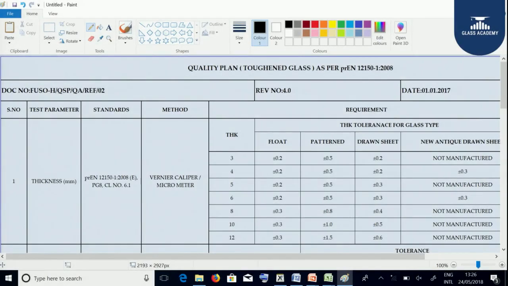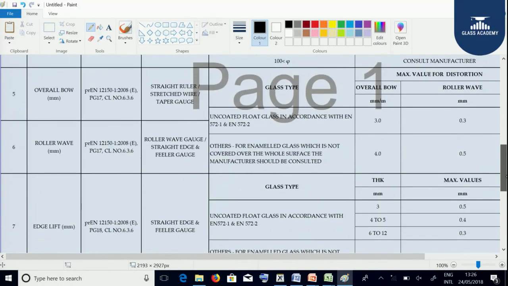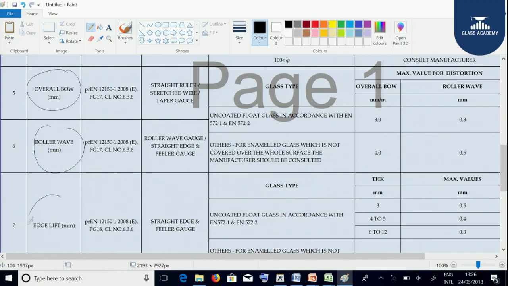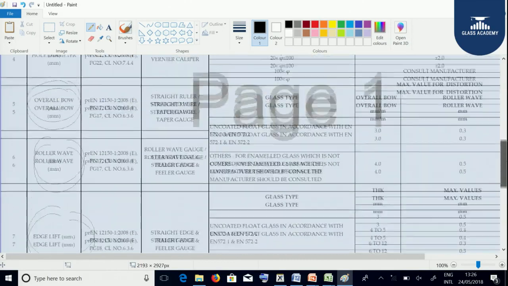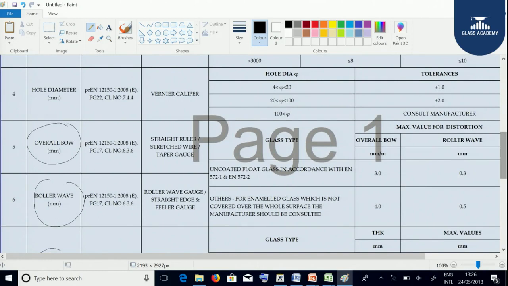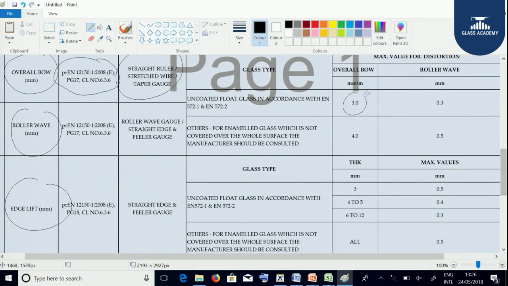Now we will be understanding the quality plan for toughened glass, and the standard we follow is EN 12150. Similar to heat strengthened glass, the parameters remain the same: overall bow, roller wave, edge lift, the fragmentation test and the mechanical strength. Now let us describe everything in detail. Overall bow, the standard we follow is EN 12150. The tools we use are a straight ruler or a stretched wire with a taper gauge. The overall bow allowed per meter is 3 mm, and for enamel glass it is 4 mm per meter.